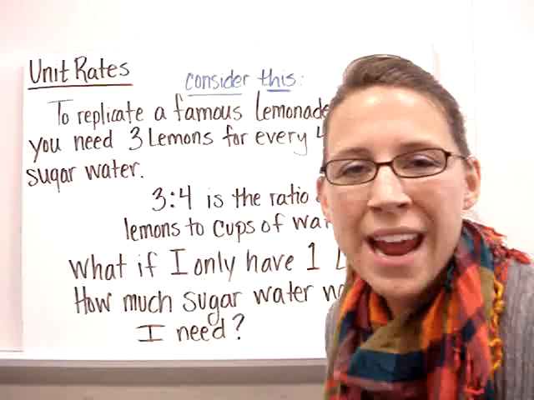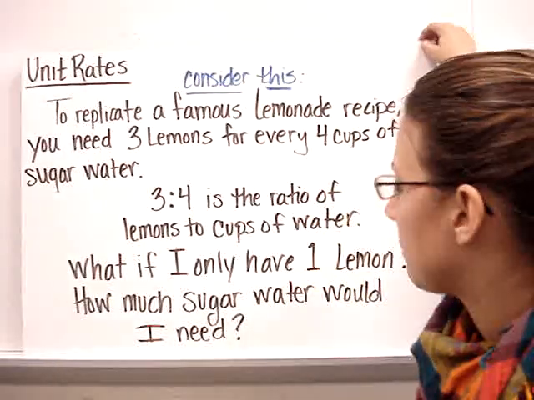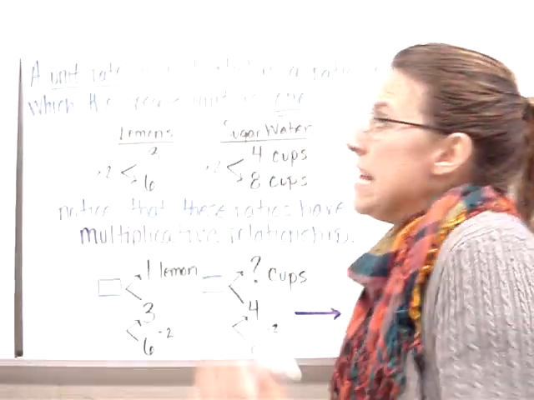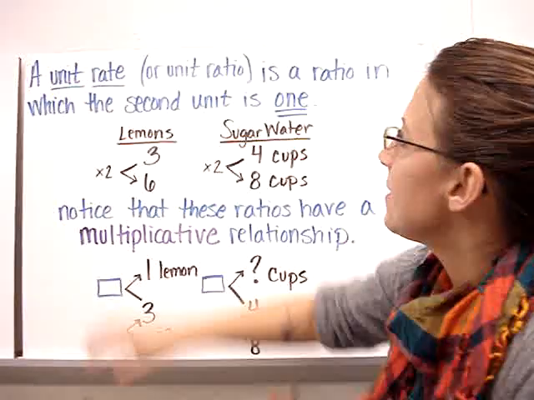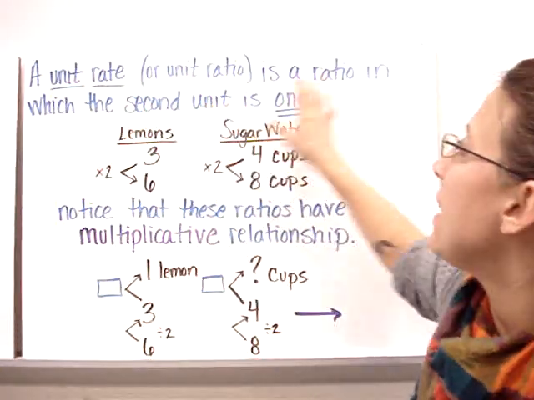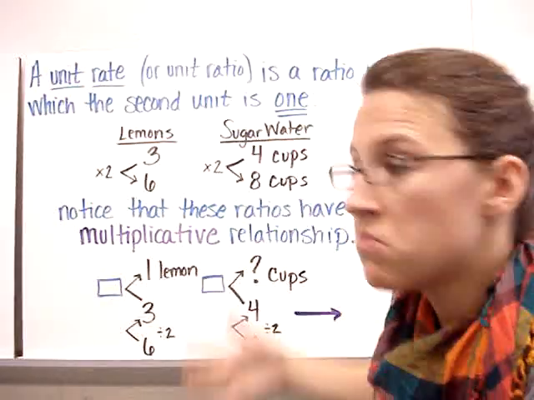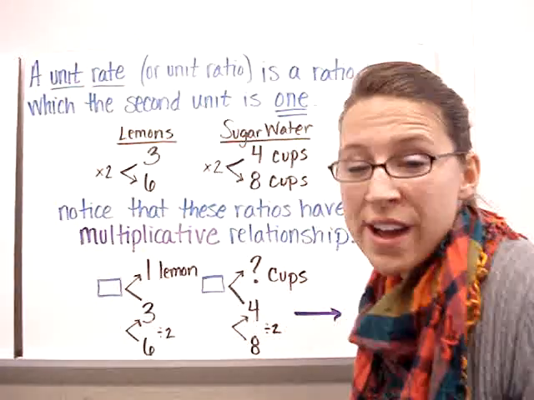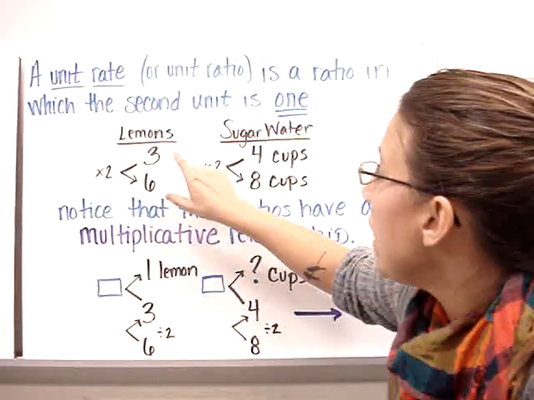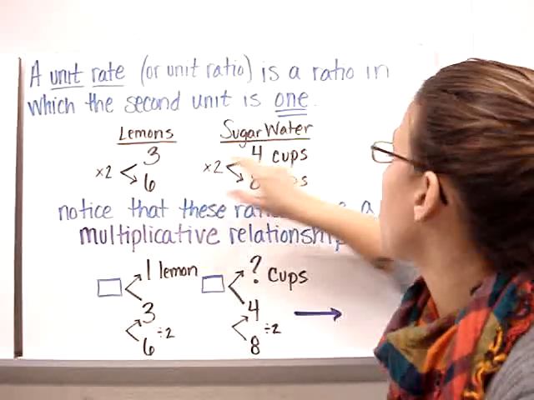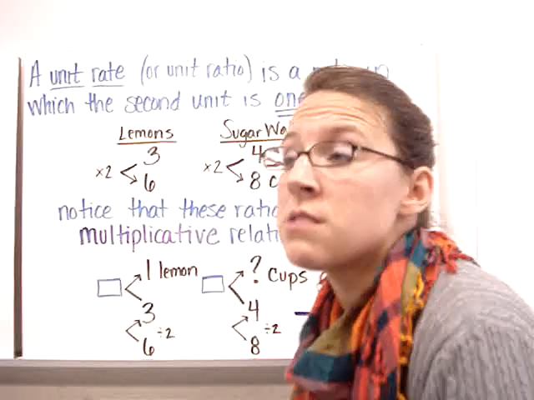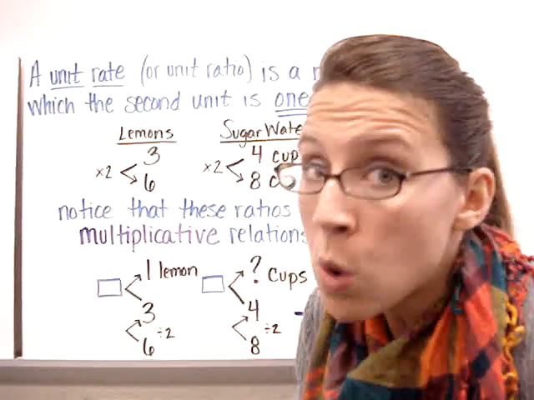This is where a unit rate comes into play. The definition of a unit rate is a ratio in which the second unit is 1. Like I said, if you need 1 lemon, we're going to find out how much sugar water I need. Consider this here. We already know that for 3 lemons, we need 4 cups of sugar water. So if I had more lemons, I would need more sugar water.